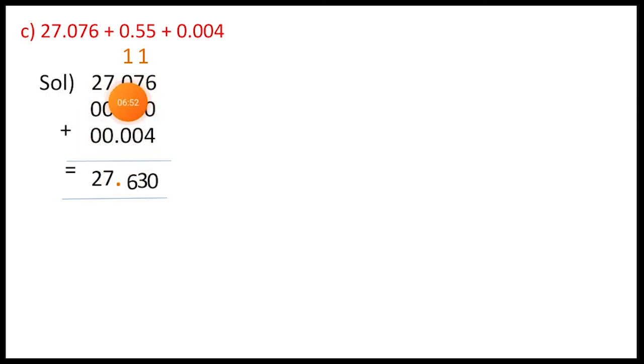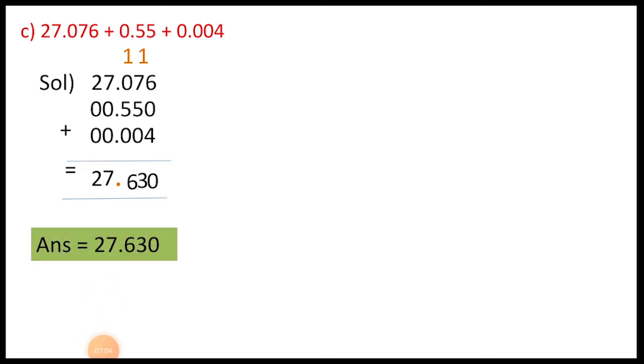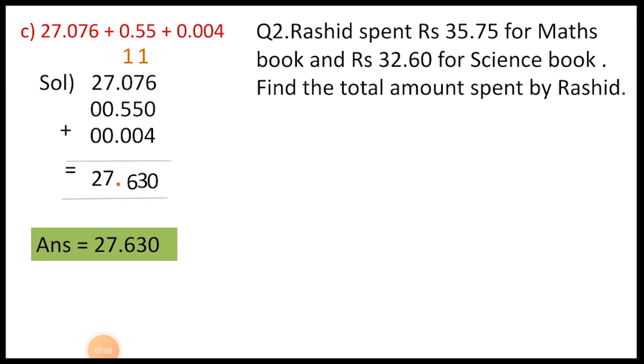And then when we do the sum for the whole number values, so here when we see the ones place digit, 7 plus 0 plus 0, so it will be 7. Same way for the tens place, 2 plus 0 plus 0, so it will be 2. So we have got here the sum 27.630 as an answer.